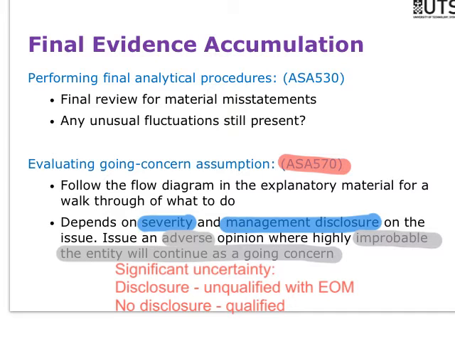Okay, so that's the treatment if there's significant uncertainty. If we're more than 50% sure, then we're going to say there's significant uncertainty about the company's future. Highly improbable simply requires an adverse opinion because we say the financial statements are completely wrong because they should be prepared on a liquidation basis.